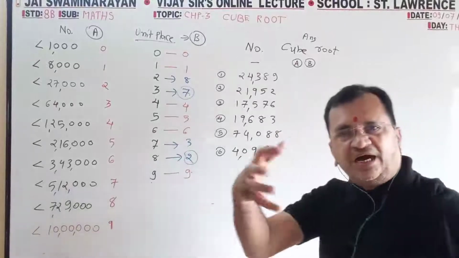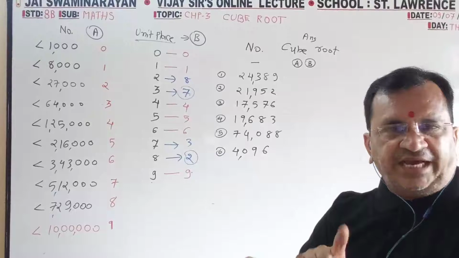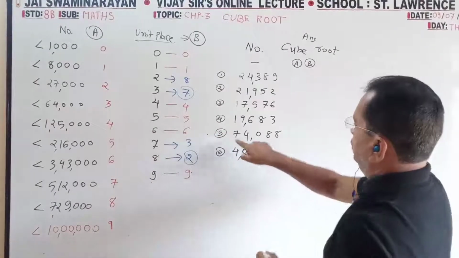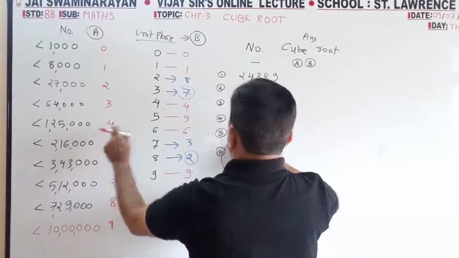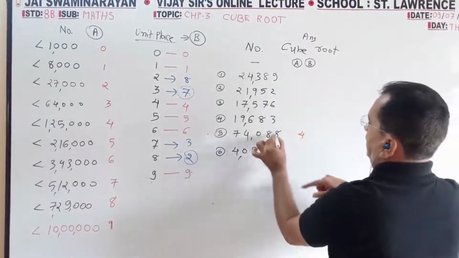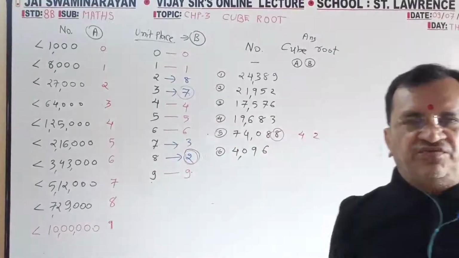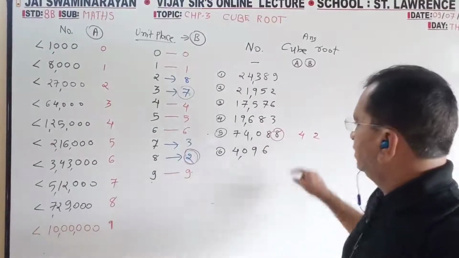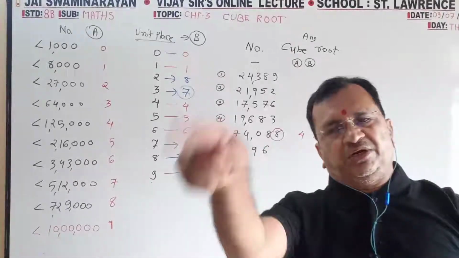See how to find the answer. Start the time now. For example, I will take the highest. 74,000. 74,000 is less than this, so I'll write 4. And the last figure is 8. For 8 it is 2. Within 5 seconds, I have given the answer, the cube root of 74,088. Who gave me this? Check: it is 42 into 42 into 42 or not.